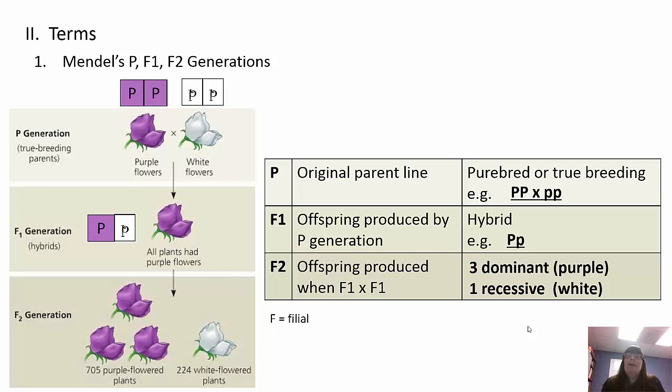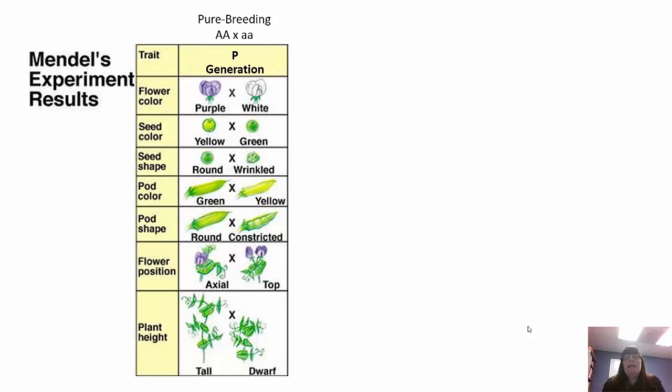Then if you cross that generation, so you cross big P, little p times big P, little p, now you've got the F2 generation. The phenotypes are going to be 3 dominant to 1 recessive. So 3 purple to 1 white. And F stands for filial, by the way.